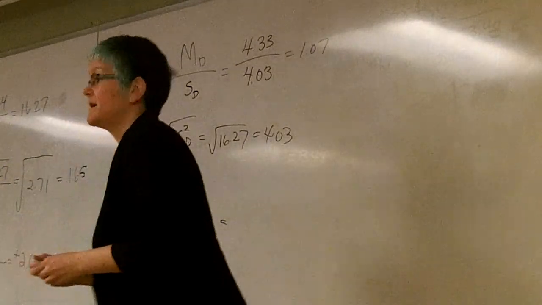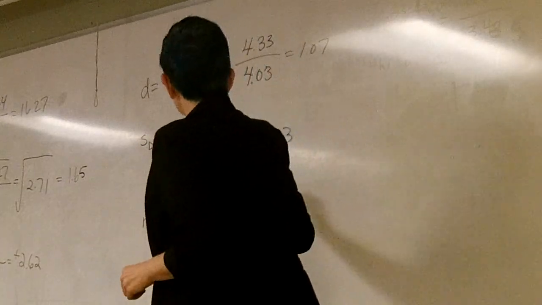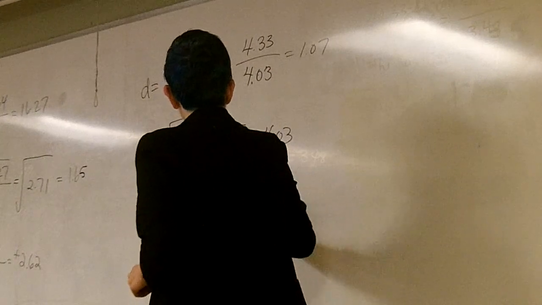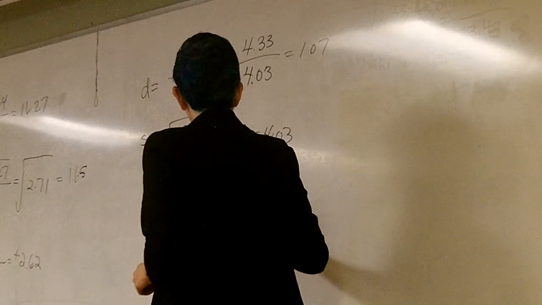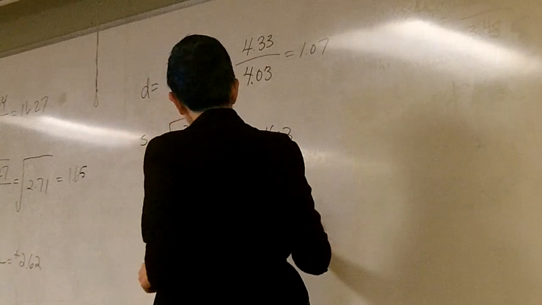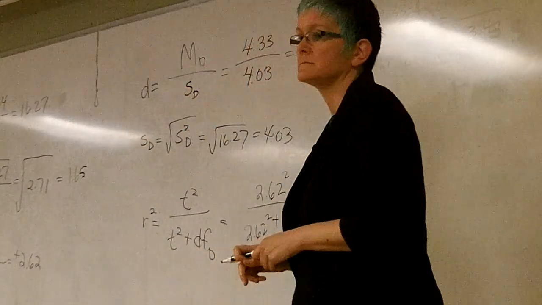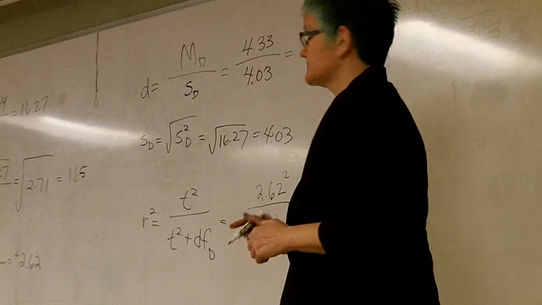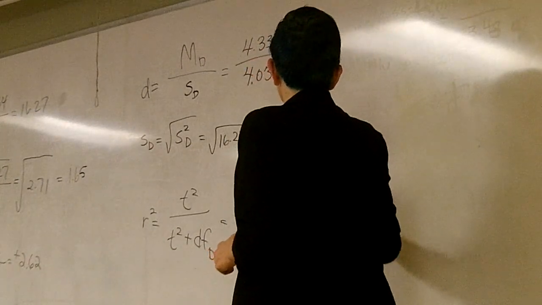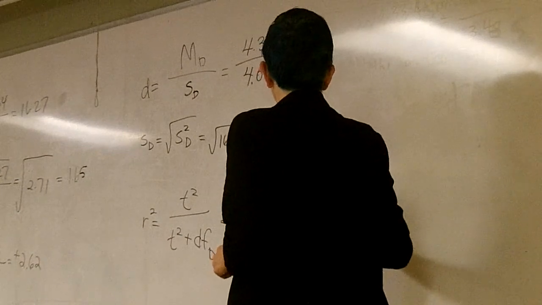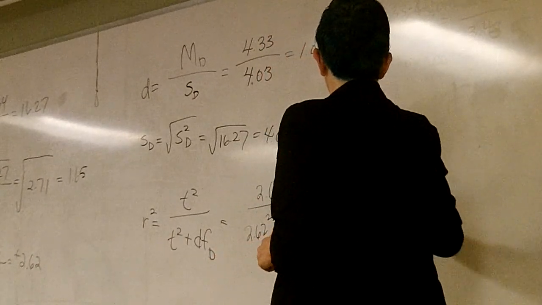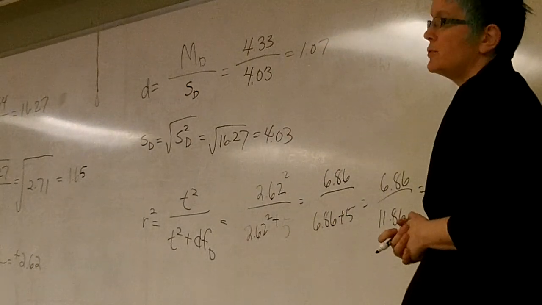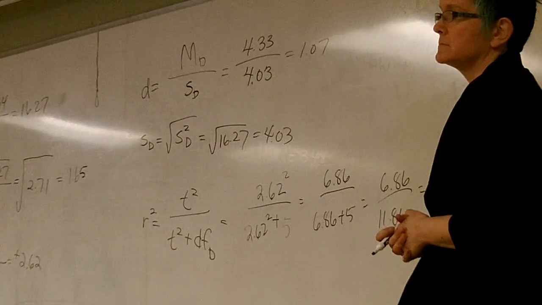Okay, so let's do this real fast and then I'll let you go. t observed is 2.62 squared over 2.62 squared plus 5. What's 2.62 squared? 6.86. What's 6.86 divided by 11.86? 0.58.